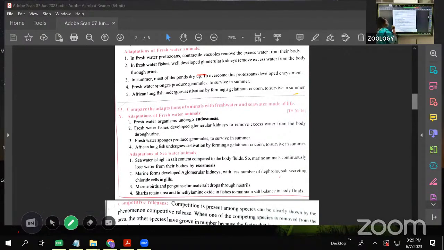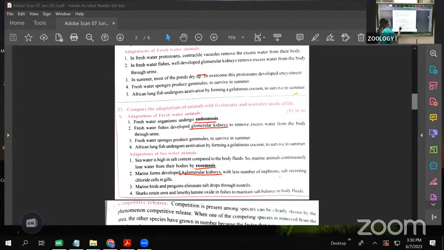Adaptations of the fresh water. Endosmosis occurs here, and exosmosis in the other. That means water enters inside the organisms, so we call it endosmosis. Here, water is lost. That's why we call it exosmosis. Next, the freshwater fishes develop glomerulus kidneys. This comparison is very, very easy. The glomerulus kidneys remove the excess water through the urine.